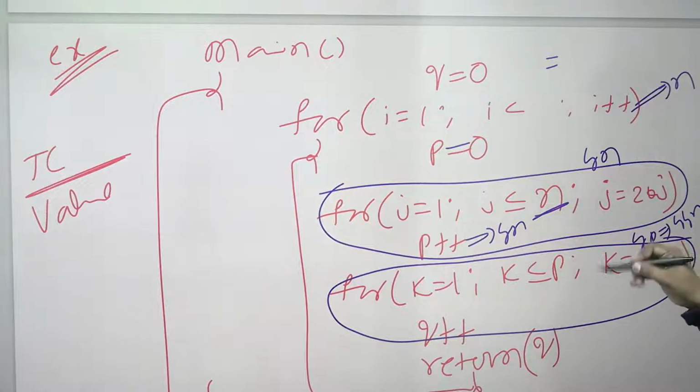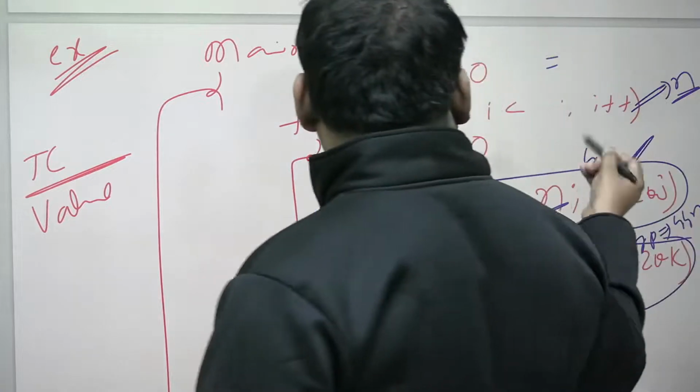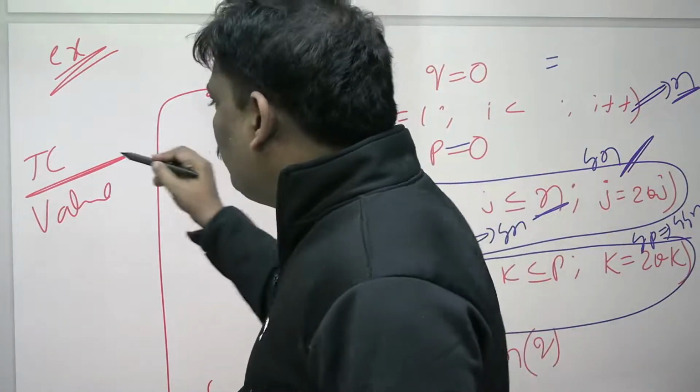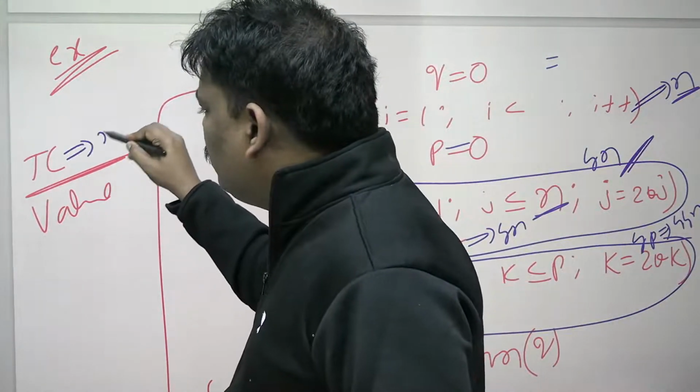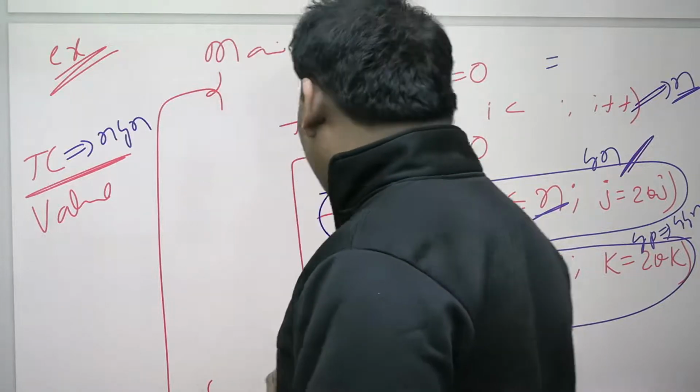So for the J loop and K loop, take the larger one for time complexity. Outside is n, inside is log n. Outside is n, inside is log n. Now see this one. Outside is n, inside is log n. So the time complexity is n log n.